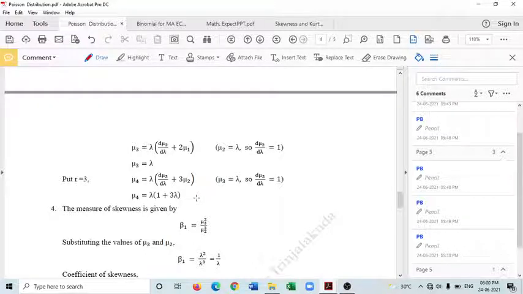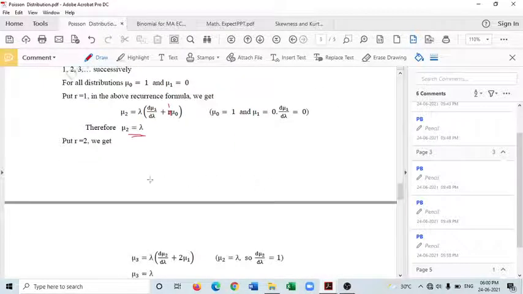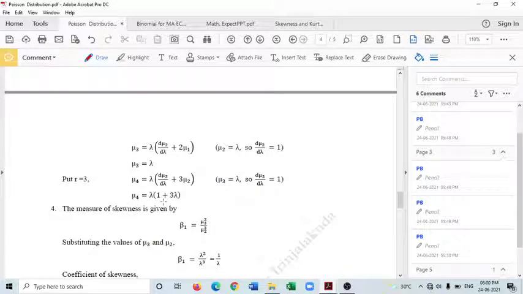I repeat once again, mu 1 is 0. That is a general result everywhere. For any distribution, mu 1 is 0. The second central moment of Poisson distribution is lambda. Third central moment is lambda. And fourth central moment is mu 4, that is lambda into 1 plus 3 lambda.